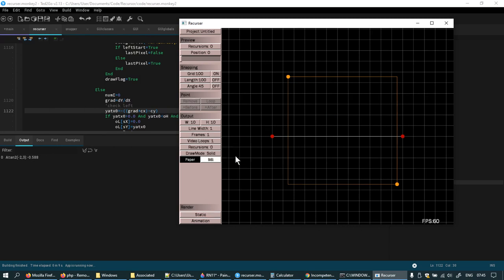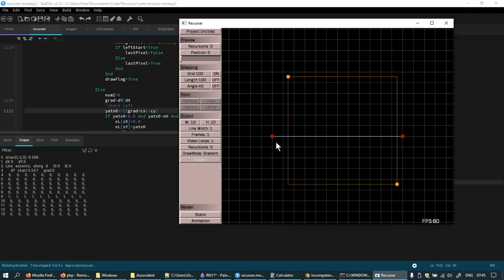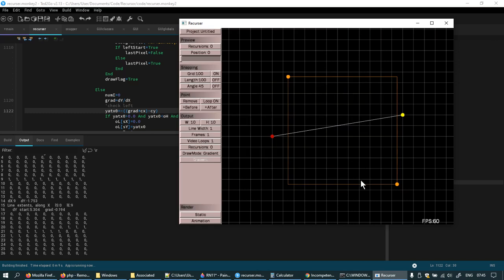Because of this. Ugh, go away. Gradient, static, save. That worked. Static, save. That worked. With the start of the left, it worked. Static, save. With the start of the right, it didn't work. With the start of the right, it didn't work.